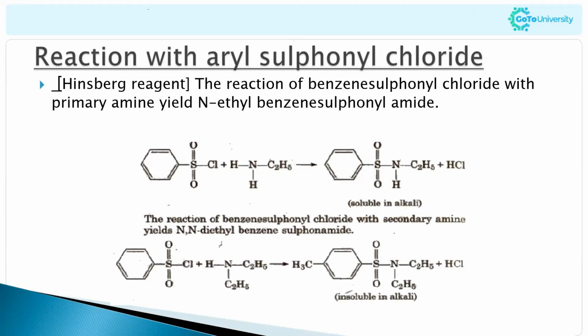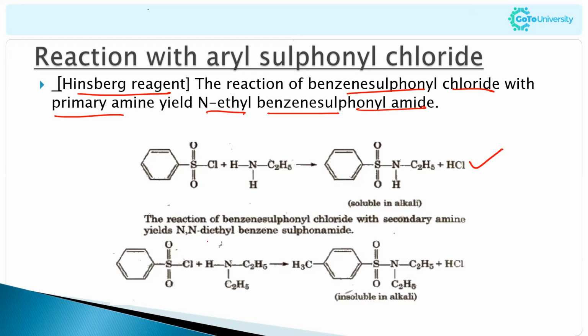Now let us see the reaction with aryl sulfonyl chloride. So this is the Hinsberg reagent, the Hinsberg test. When benzene sulfonyl chloride reacts with a primary amine, it produces N-ethyl benzene sulfonamide. So this is another kind of reaction, and this reaction is also important. You have to memorize this.